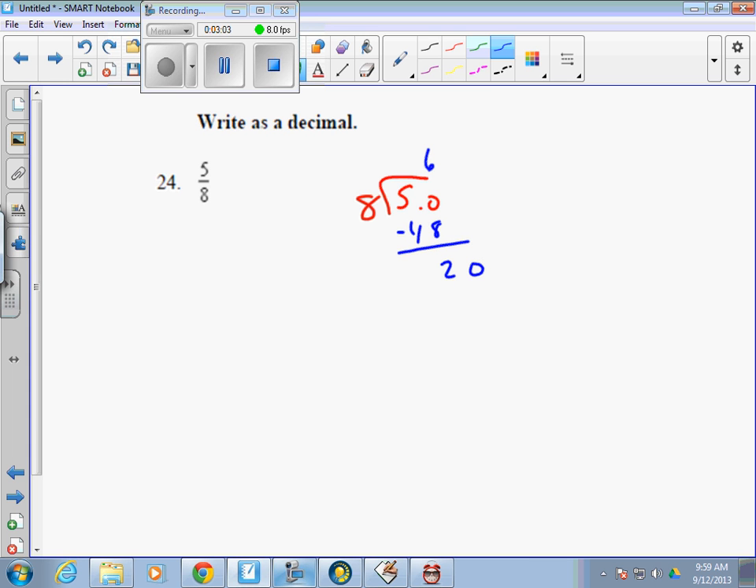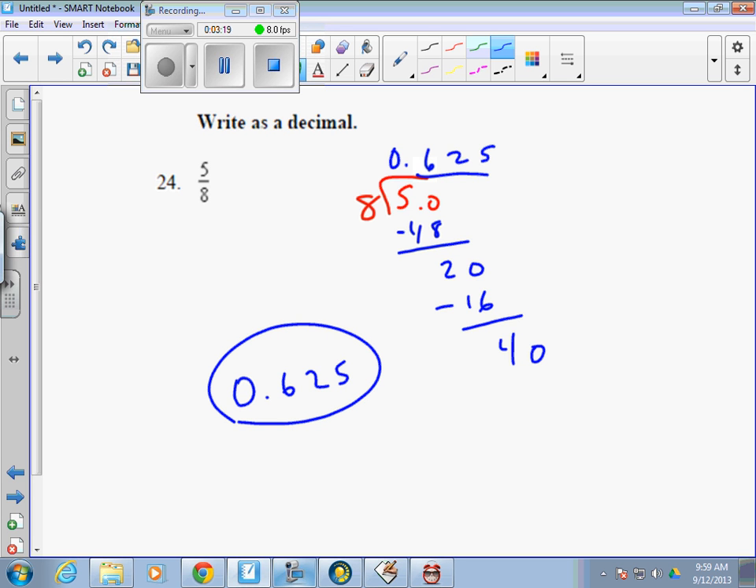8 goes into 20 2 times. 2 times 8 is 16. Bring down 4. Bring down one more 0. It goes into that one 5 times. So 0.625 written as a decimal, even without using any type of calculator. Remember, we did once upon a time learn how to do that. All of the work we have to do without punching it into that calculator. 5 divided by 8.